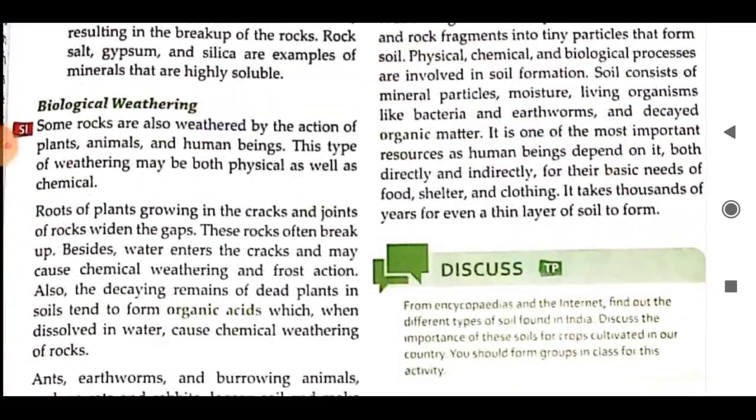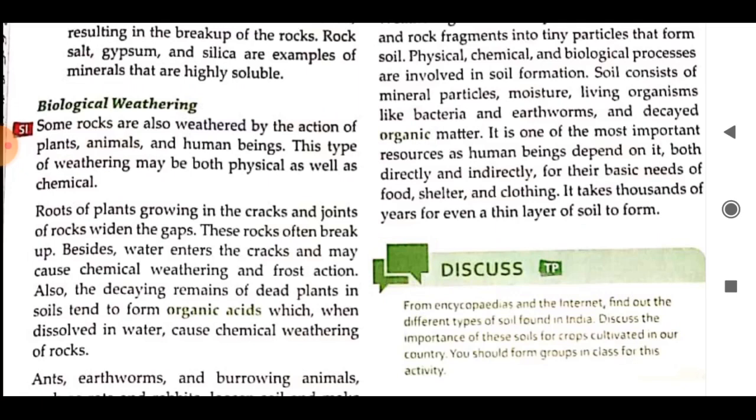Biological weathering. Some rocks are also weathered by the action of plants, animals, and human beings. This type of weathering may be both physical as well as chemical.